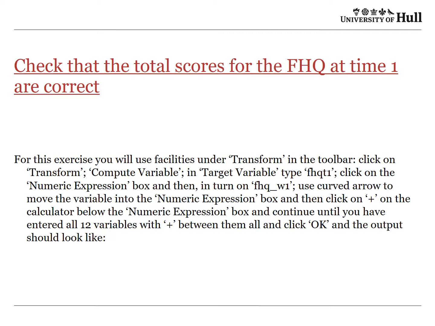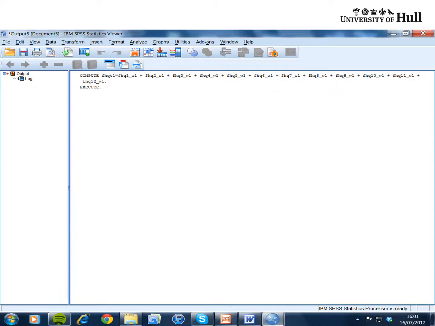turn on FHQ_W1, use the curved arrow to move the variable into the numeric expression box, and then click on plus on the calculator below the numeric expression box, and continue until you've entered all 12 variables with plus between them, and click OK, and the output should look like this. And that just lets you see that you've done it correctly. Now we'll run through all this with screenshots.